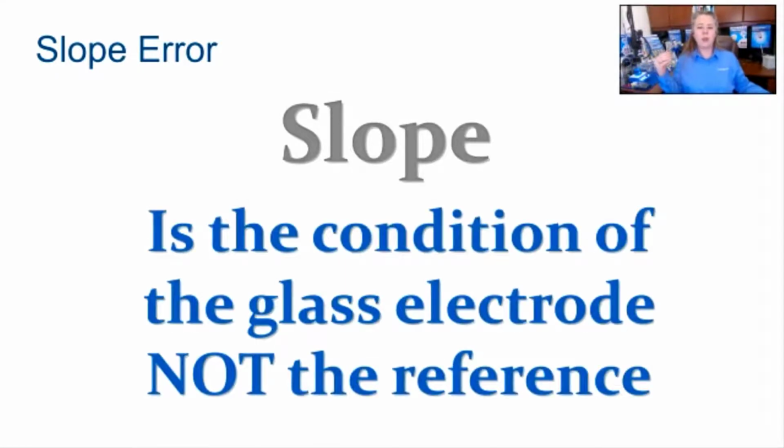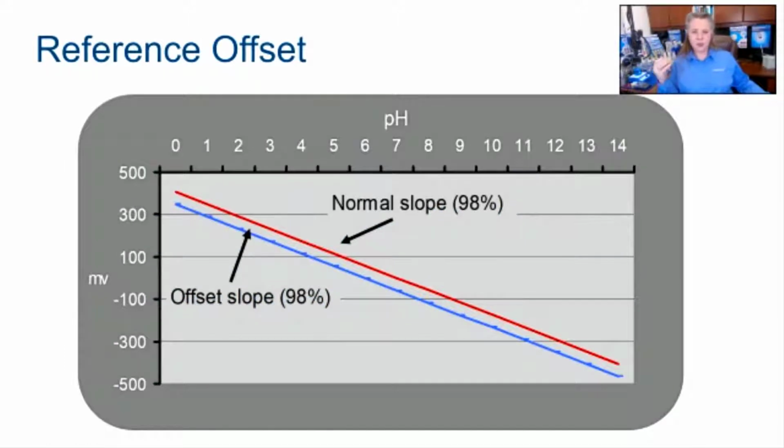Slope is all about the condition of the glass electrode, not the reference, the measuring electrode. So if your slope is off, that means your measuring electrode with that pH glass and everything isn't as good as it should be. Something has aged in it, something has changed in it. You can't fix it once that changes. The offset is how different you are at pH 7 from that ideal measurement of 0 millivolts.